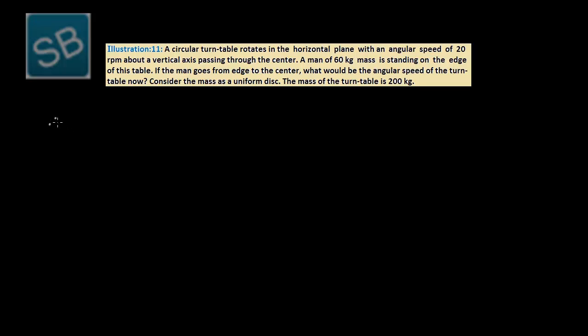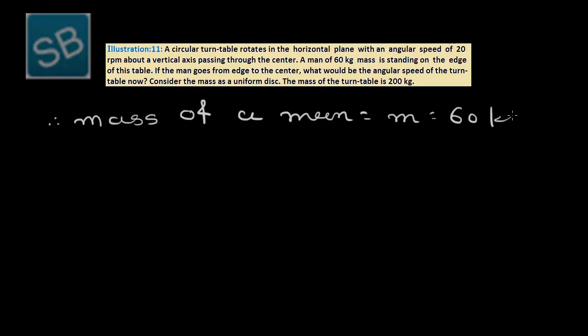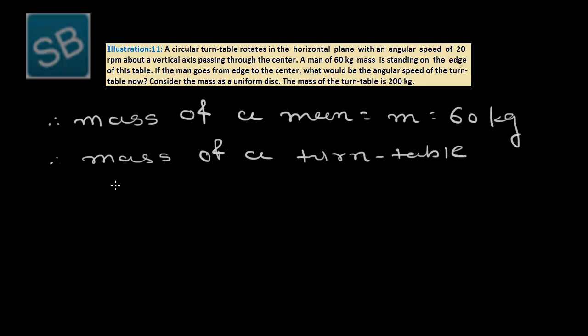And here I am starting the analysis by determining some properties. So first of all, the mass of the man, which I am denoting as small m, is equal to 60 kilogram. The mass of the turntable is also given. Therefore, the mass of the turntable is equal to capital M, 200 kg.